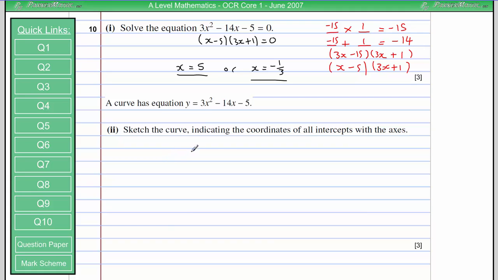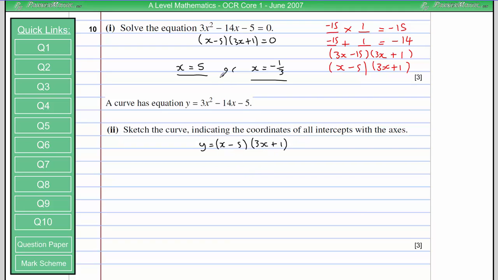In part 2 it says a curve has the equation 3x squared minus 14x minus 5. Sketch the curve indicating the coordinates of all intercepts with the axes. Notice that the right hand side of this equation is the same as the left hand side of this equation up here, so I can use that factorising to help me, and I can say that y equals x minus 5 bracket 3x plus 1.